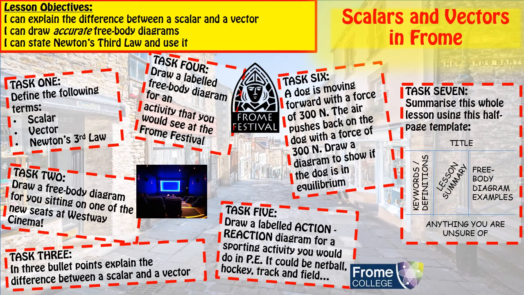Task 7, summarise this whole lesson like we did with the Cornell method, like we did last lesson, or the postcard physics. Title along the top, keywords and definitions in the margin. Break up the lesson summary, free body diagram example on the page, and then underneath anything that you are unsure of. Okay, and just double check that you've got your work from the action-reaction diagrams, and this does need to be emailed to your teacher.